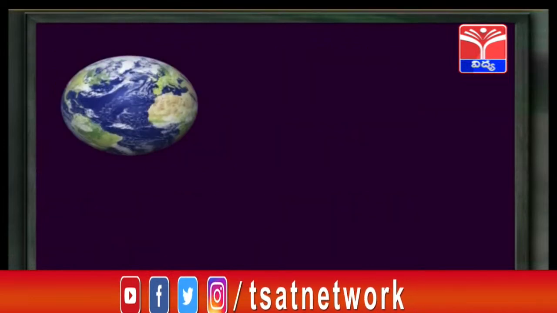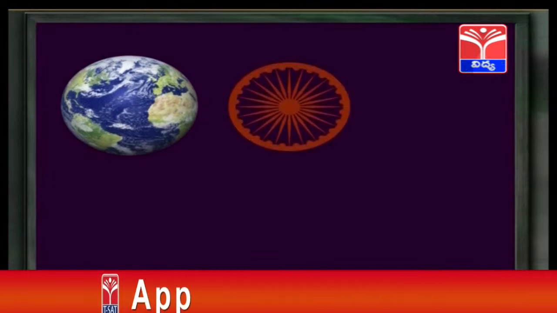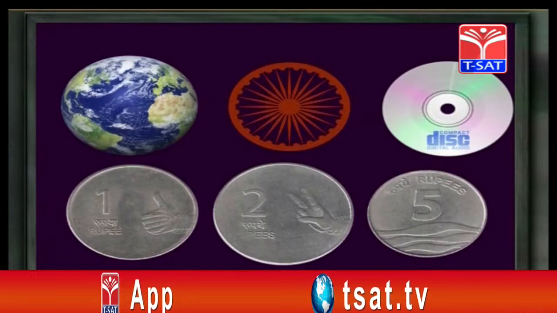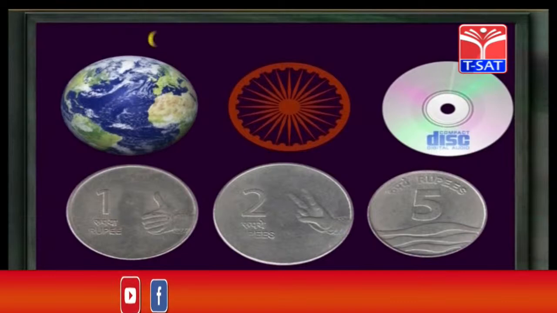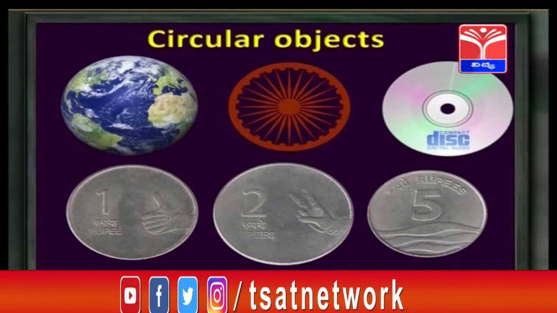Students, observe the figures. This is the earth, this is the Ashoka Chakra, and this is a CD, and these are all different kinds of objects. So, what is the common thing in these, students? These are all circular objects.